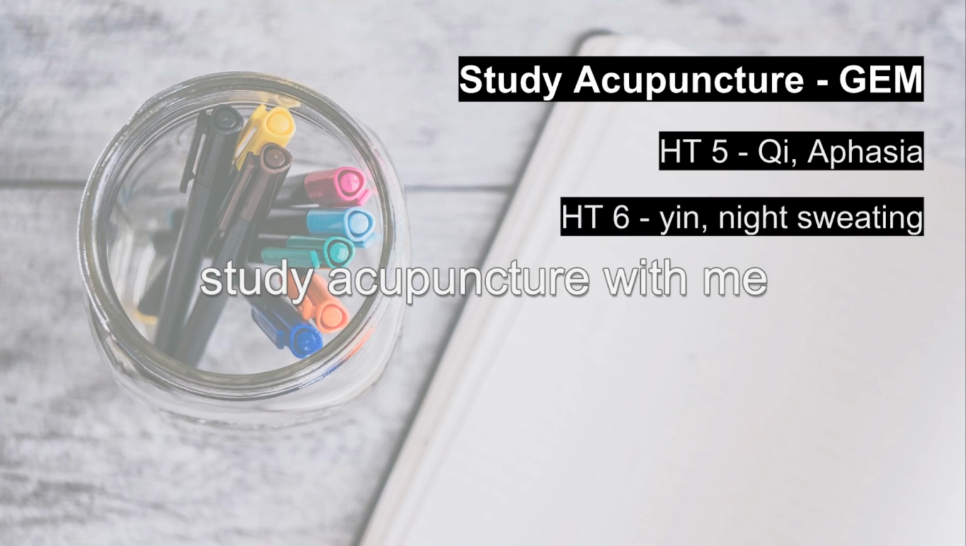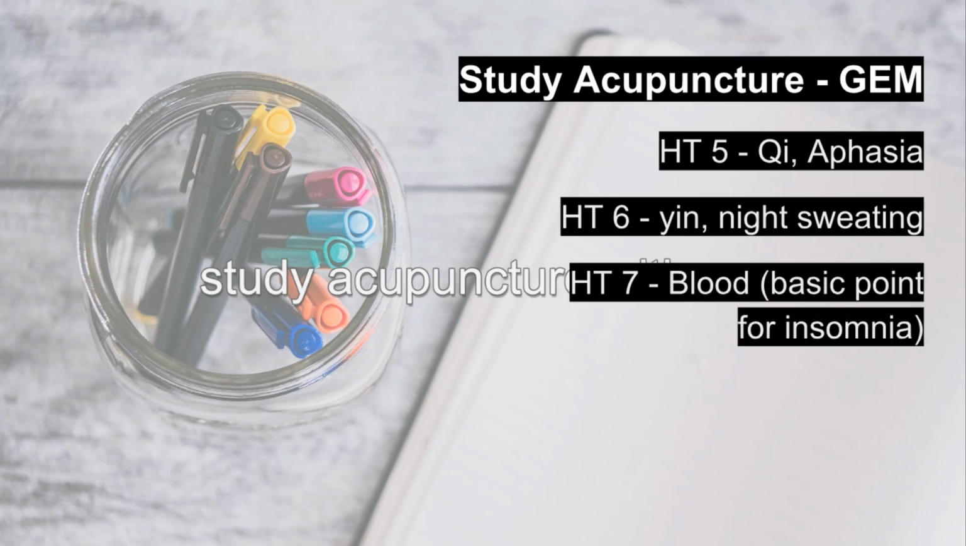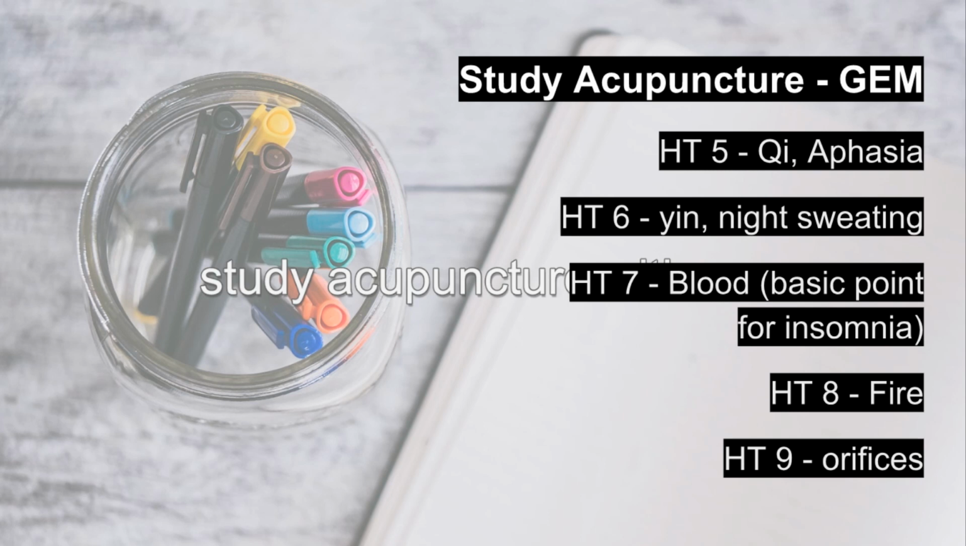Heart 6 is a qi cleft. It nourishes the heart yin, and it's specifically good for night sweating. We have heart 7, which we saw as a yuan source point. It nourishes heart blood, so in etiologies of insomnia, we can use heart 7. Heart 8 is the ying spring, which is a fire point, so we know that it clears heat. If you see any heart heat symptoms, such as a red tongue tip, heart 8 is the answer. Heart 9 is our jing well, so it opens up the heart orifices.